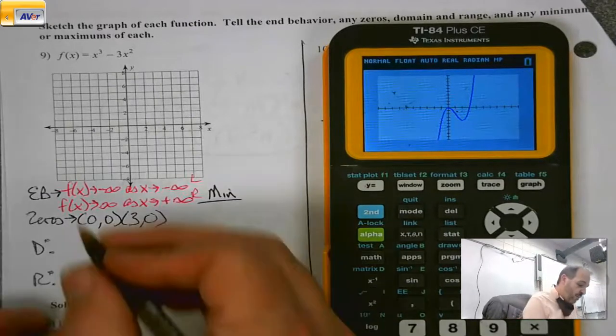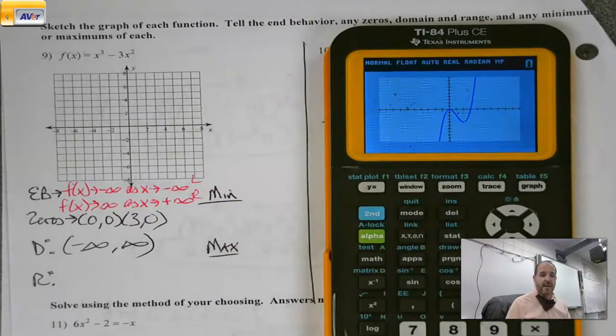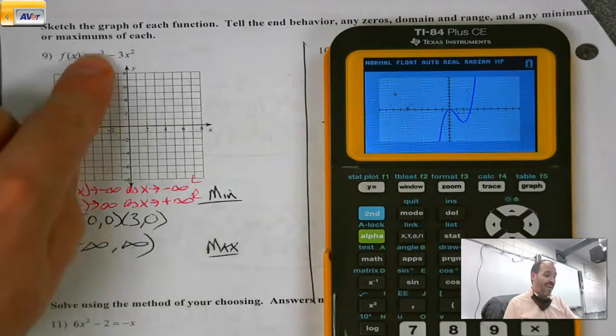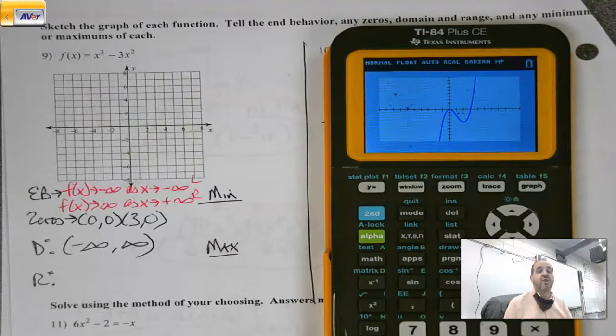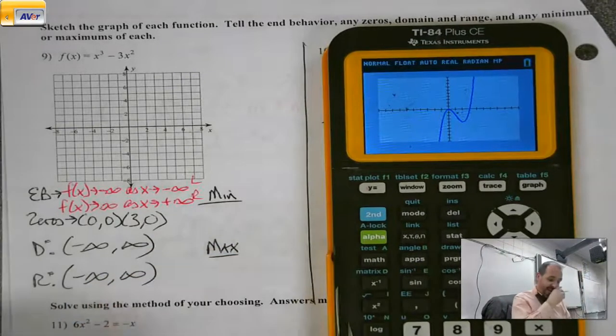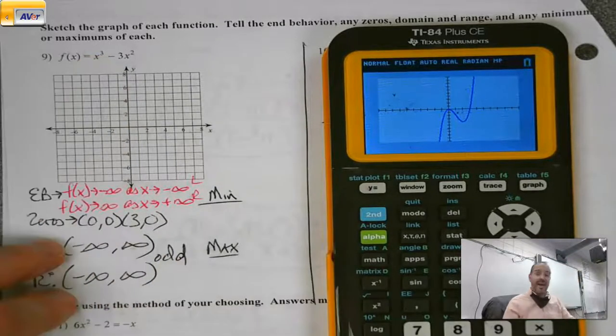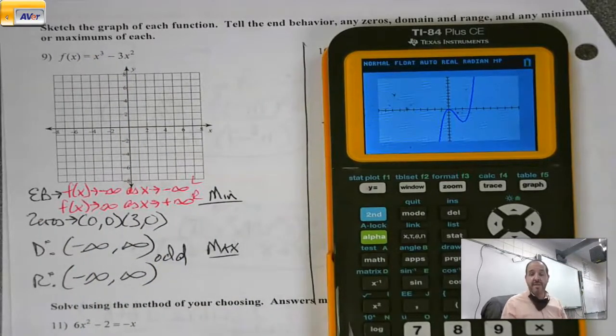Okay. Domain, no brain. Domain, infinite, period. When it's a cubic, when it's an odd degree, forever up, forever down. So again, anything that's odd degree-wise, that's your domain and range. x, x to the third, x to the fifth, doesn't matter. It's always going to be those two.